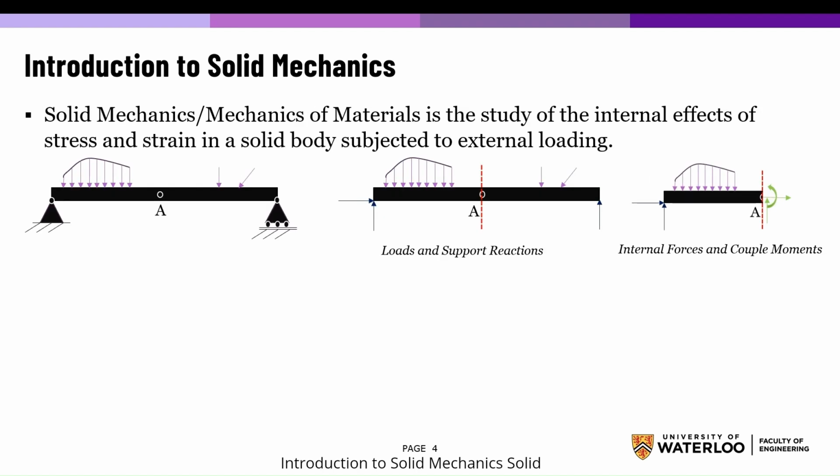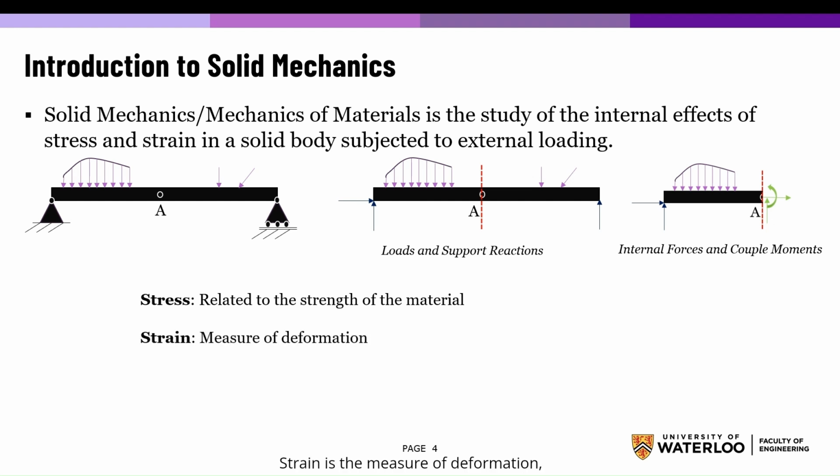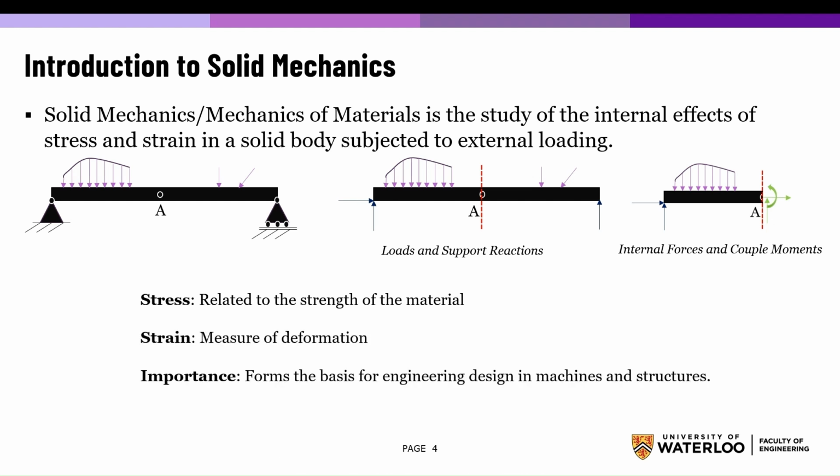Introduction to solid mechanics. Solid mechanics, or mechanics of materials, is the study of internal effects of strain and stress in a solid body subjected to external loadings. Stress is related to the strength of the material. Strain is the measure of deformation, and this is important because it forms the basis for engineering design in machines and structures. So here's a diagram of a beam.